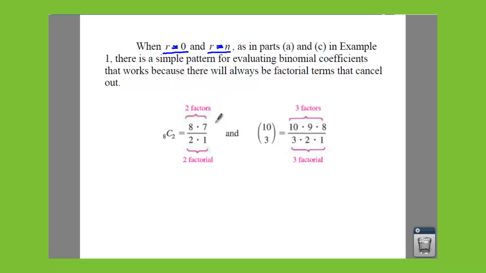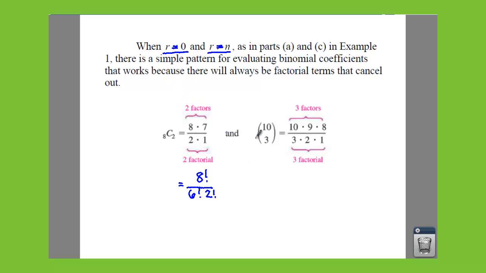There's a simple pattern for evaluating coefficients, and what you may notice is if you have an 8c sub 2, then you can just take your top two factors and your bottom two factors. Well, what that means is you would have an 8 factorial on top, and then you'd have an 8 minus 2, which would be a 6 factorial, and a 2 factorial. So if you think about it, if you are dividing by 1 times 2 times 3 times 4 times 5 times 6, that's going to cancel out with 1, 2, 3, 4, 5, 6 up here with your 8, and you're still going to have an 8 and a 7. And then you still have this 2 and this 1.